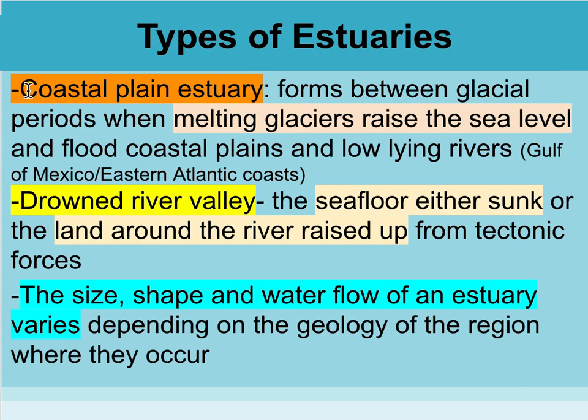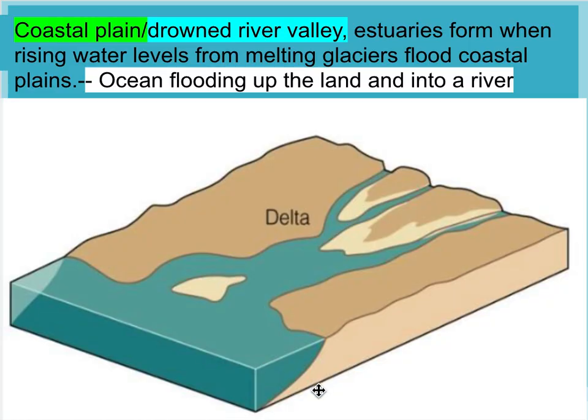So the first one I wanted to show you was the coastal plain estuary. This is a space where melting glaciers have made the sea level rise. Examples of that would be like the Gulf of Mexico or the Eastern Atlantic coast. The next one I'm going to show you is a drowned river valley, where the seafloor either sunk or the land around the river raised up from different tectonic forces. And then important to note is the size and shape and water flow of an estuary really varies for lots of reasons that we will talk about in this. So a coastal plain or a drowned river valley.